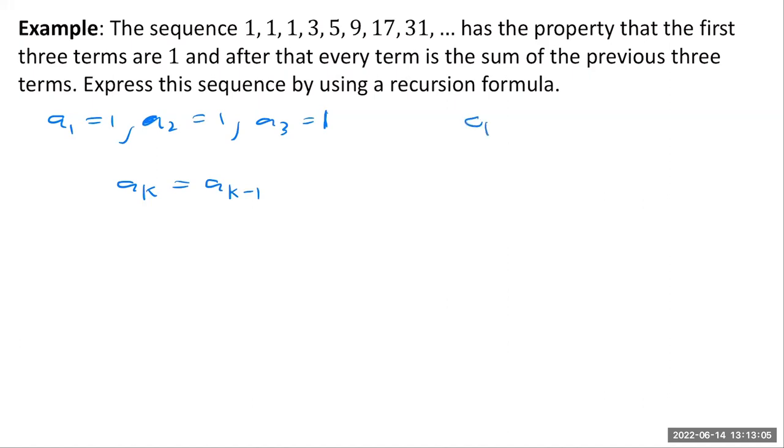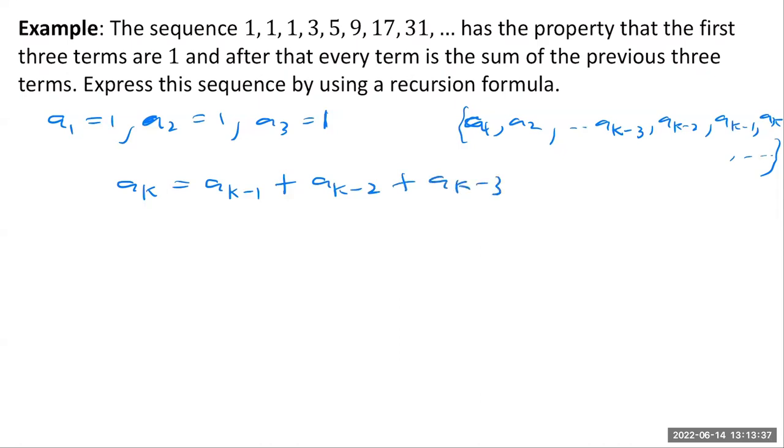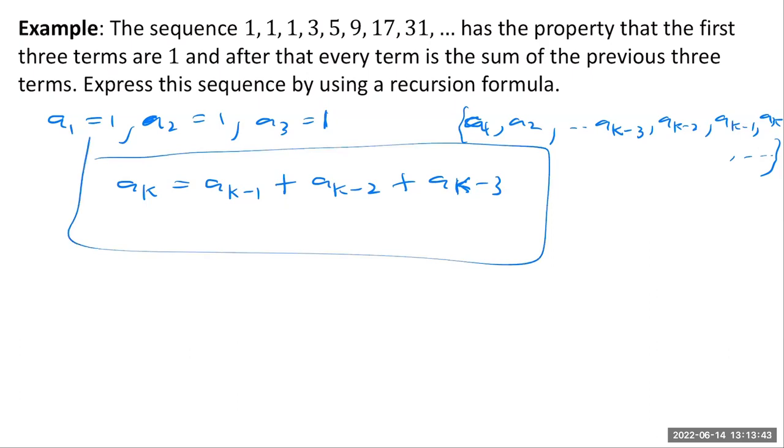If you have a sequence, ..., A_(k-3), A_(k-2), A_(k-1), A_k, ... and A_k is here, the previous 3 terms are A_(k-1), A_(k-2), and A_(k-3), right? So A_k should be equal to A_(k-1) plus A_(k-2) plus A_(k-3). This is the recursion formula that you were asked to find. All right, that completes that example.